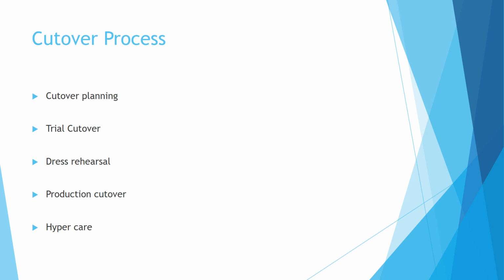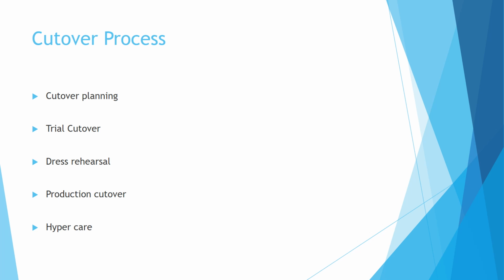So all these activities need to be put in a single plan with all the dependencies mentioned: which activity is dependent on which activity, who is going to perform it, how much time it's going to take. So that will be part of cutover planning. I will go into detail in other sessions, but for now, this is what it means.